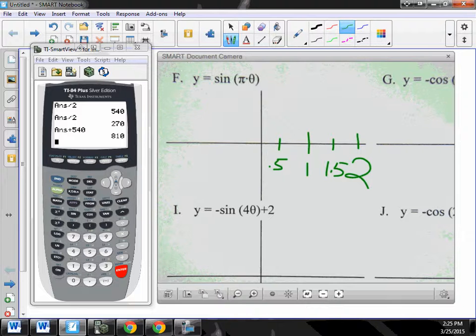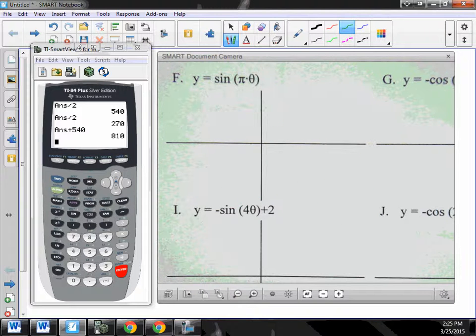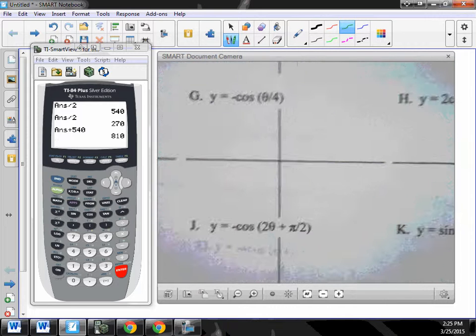Okay? So this is a sine graph from 1 to -1, like that. Getting the hang of this? Letter G. What's going on here?